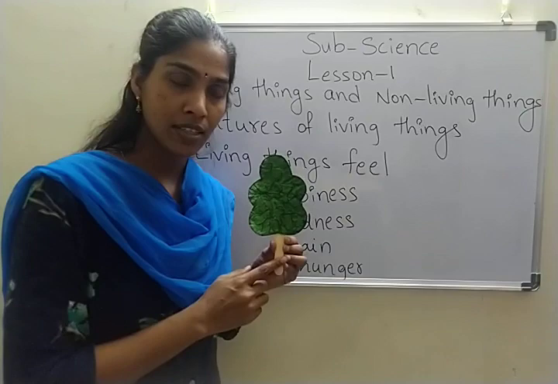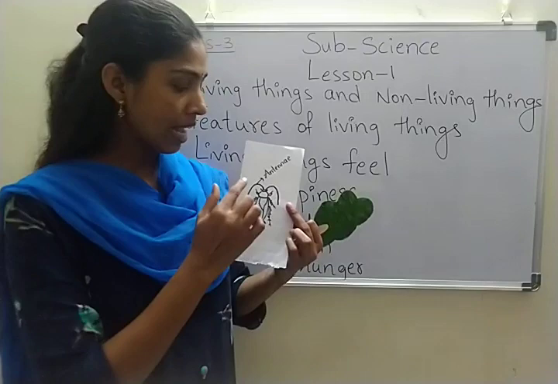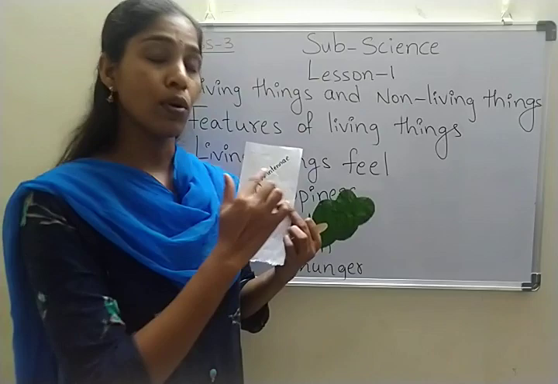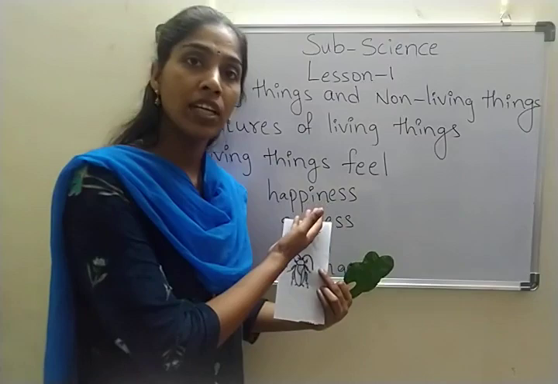And one more example, children. Insects like cockroach and butterfly have body parts called antennae. So these body parts help them to feel changes around them. Okay, children. Have you understood? All living things can feel.